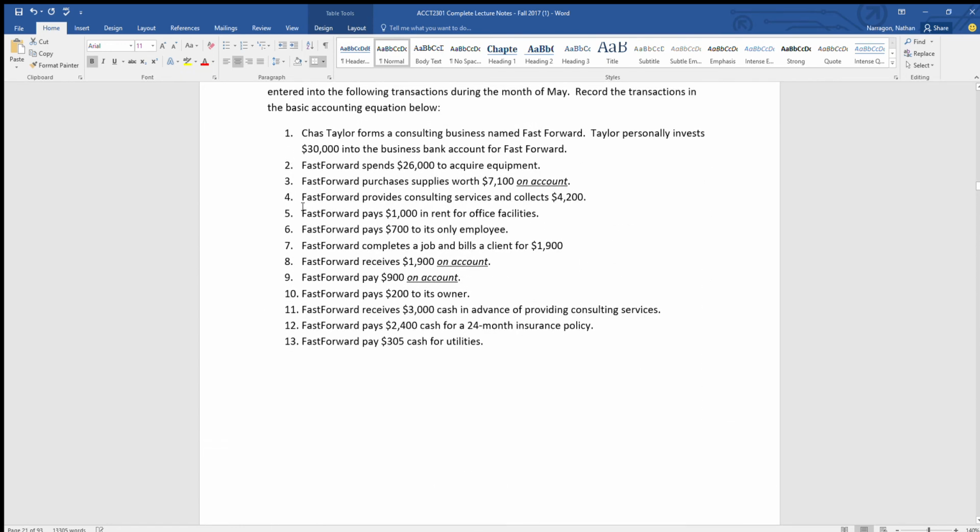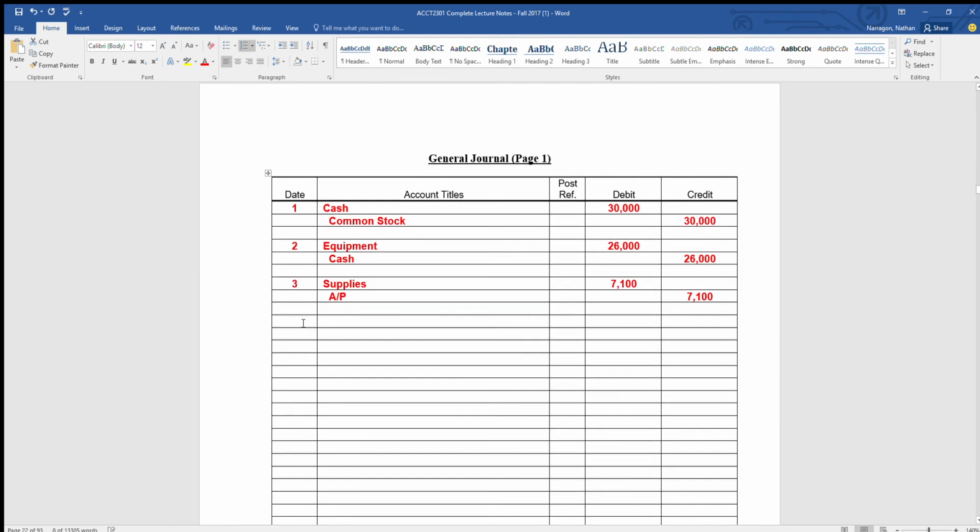Okay, transaction 4. Fast Forward provides consulting services and collects. So we collected money, we received money. So we know we're affecting the cash one. Cash is going up. Why didn't cash go up? Well, we provided a service. So again, if we provide a service, that is a revenue account. So my journal entry is going to be cash. Since cash increases, it increases naturally debit. It deals with revenue. Revenue is a natural increase in the credit column. So since our revenue increased, it will be naturally credit.